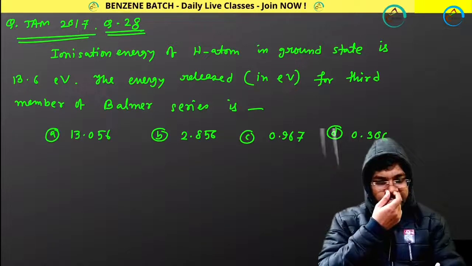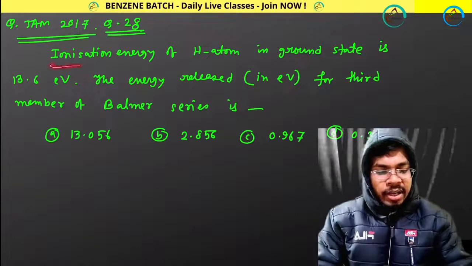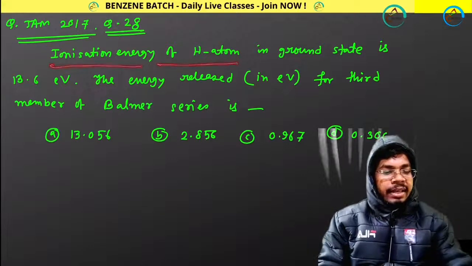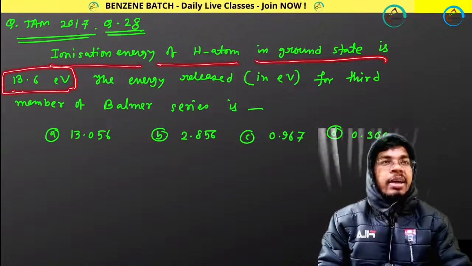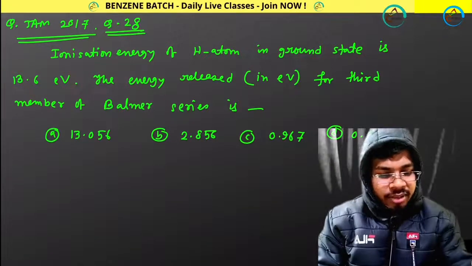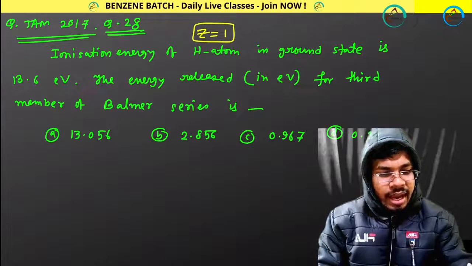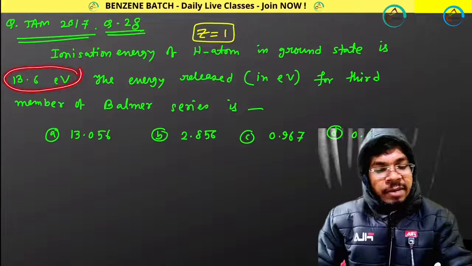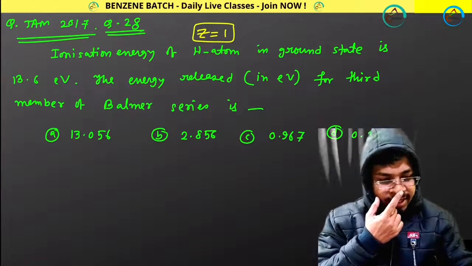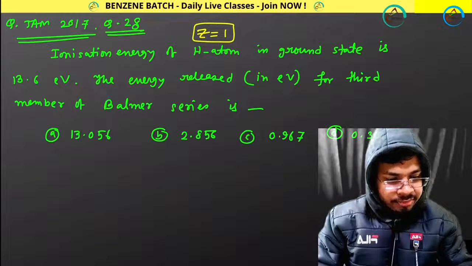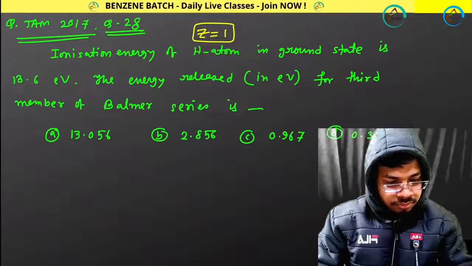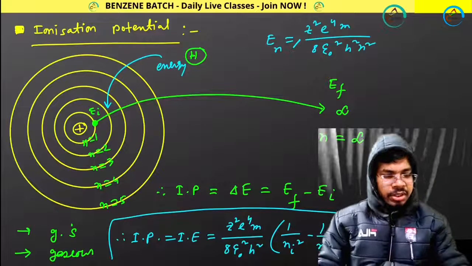In this question, it is said that the ionization energy of hydrogen atom in ground state is 13.6 electron volt, and that's perfect. You know this. For hydrogen atom, Z equals 1, right? And it is 13.6 electron volt. Let me show you the ionization energy. Look at this expression.